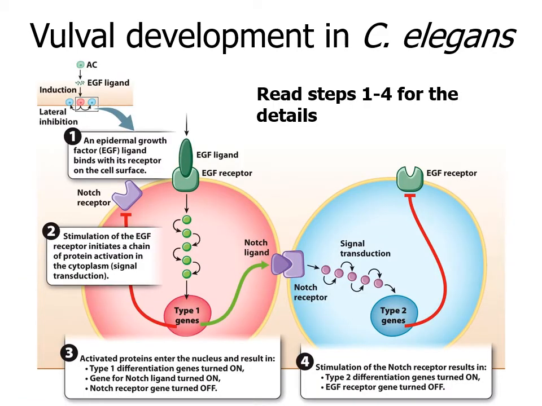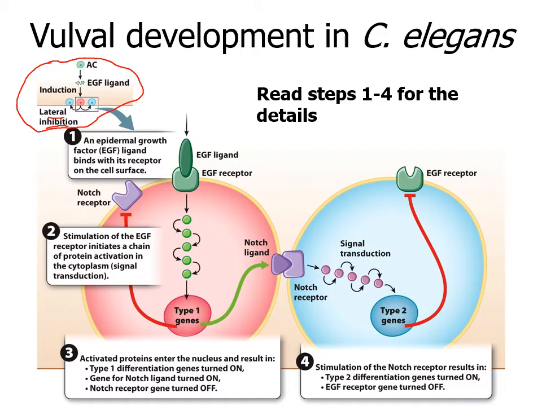So this is pretty detailed. Let me go through it first, and then you probably want to read all the words. But here's our little picture that we just talked about up here. The anchor cell sends out the ligand, and that induces changes in the progenitor cells down below. The red cell, the type 1 cell, does lateral inhibition of cells next to it.